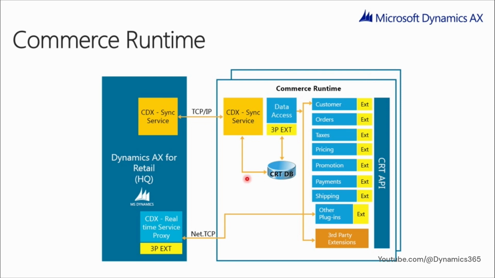So Commerce Runtime consists of different layers, wherein it is mainly classified into a data access layer, a service layer, a workflow layer, and an API layer. First, let's talk about the data access layer. A data access layer sits on top of the CRT database. In the data access layer, raw data is translated into objects in memory.